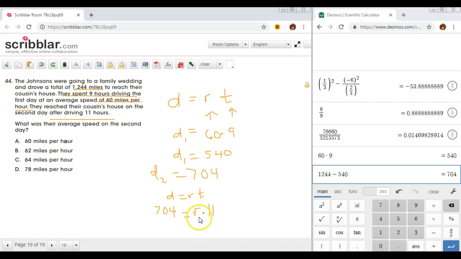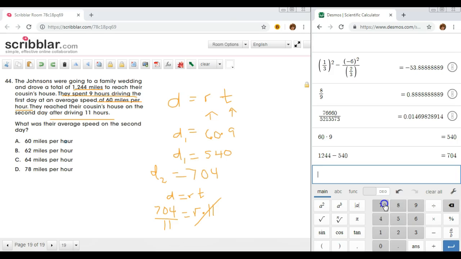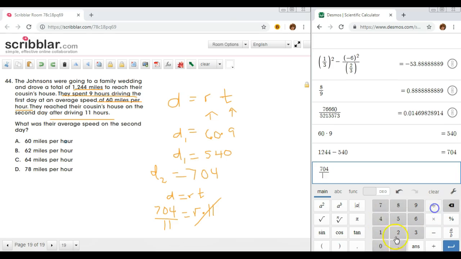So knowing this, we can find the rate by using division. Opposite of multiply is divide, so we have to divide the 704 by the 11 to get rid of the 11 and move it to the other side. So 704 divided by 11 is 64 miles per hour. So our final answer is C.